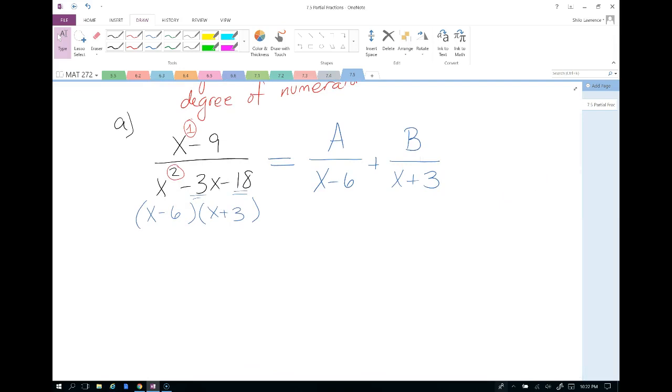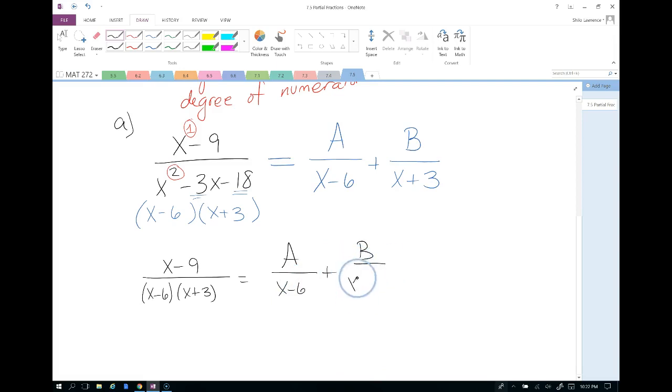What we want to do now is talk about how to solve for the A and the B. And it can be a lot of tedious algebra. But what we have right now is that x minus 9 over, and I'm going to use the factored form, x minus 6 times x plus 3 is equal to A over x minus 6 plus B over x plus 3.